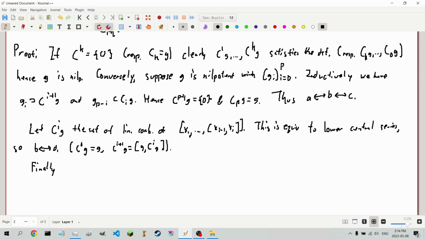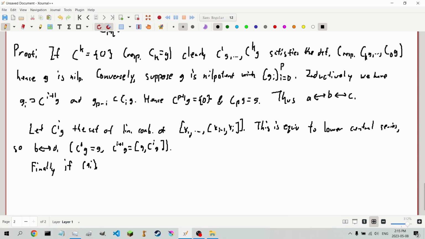Finally, condition E was that we have a descending sequence of ideals that meets the definition for nilpotent, but also has the quotient of successive ideals of dimension 1. So we always reduce down by dimension 1. And since it includes the definition of a series of ideals that makes it nilpotent, E implies A trivially. So you want to show that A implies E.